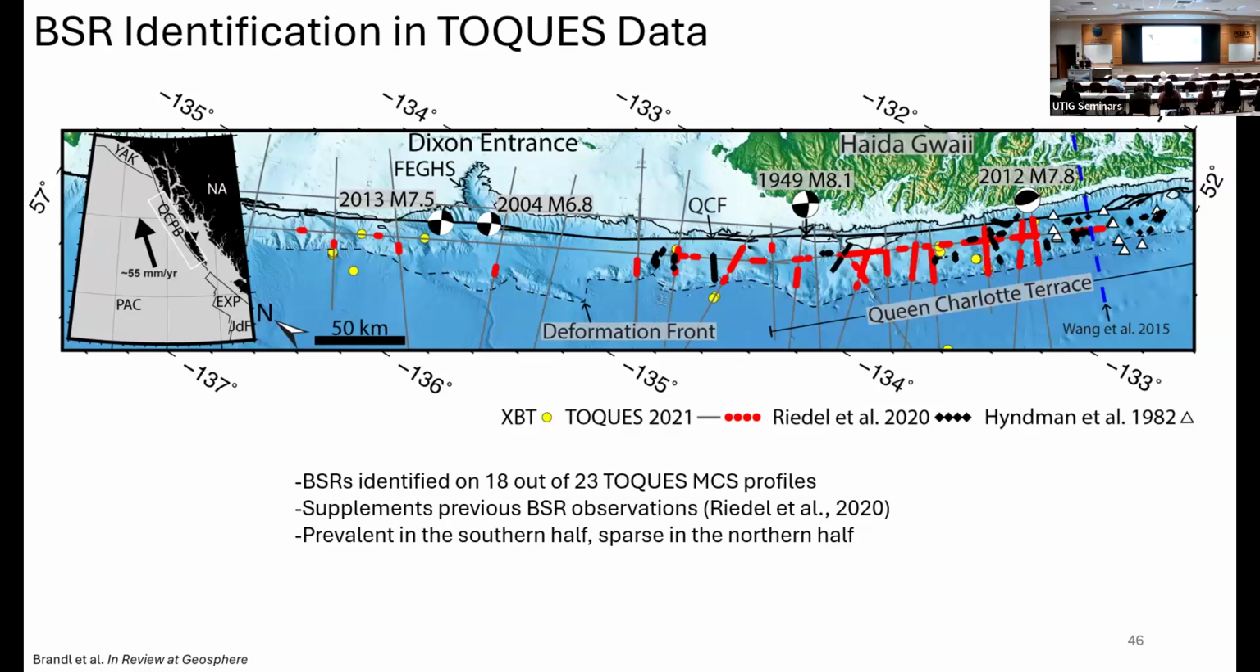So we identified BSRs on 18 of the 23 profiles. So that's all the red dots on here. And these BSR observations really significantly supplement the legacy observations, which are all the black diamonds. BSRs are really prevalent in the Queen Charlotte Terrace, or in the southern half of the study area. And they're very sparse in the northern half, with only a handful of very isolated observations.